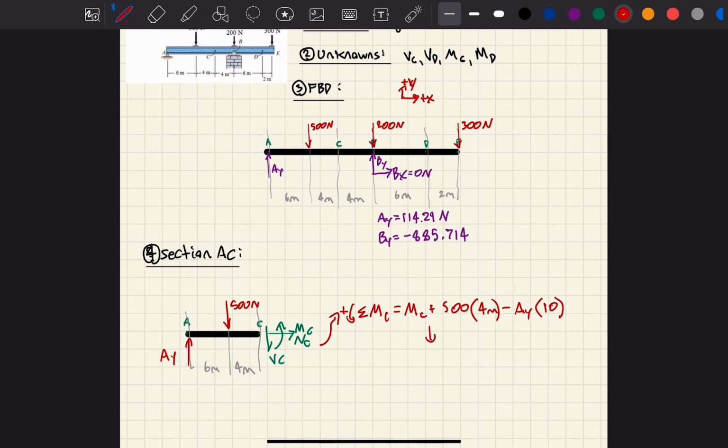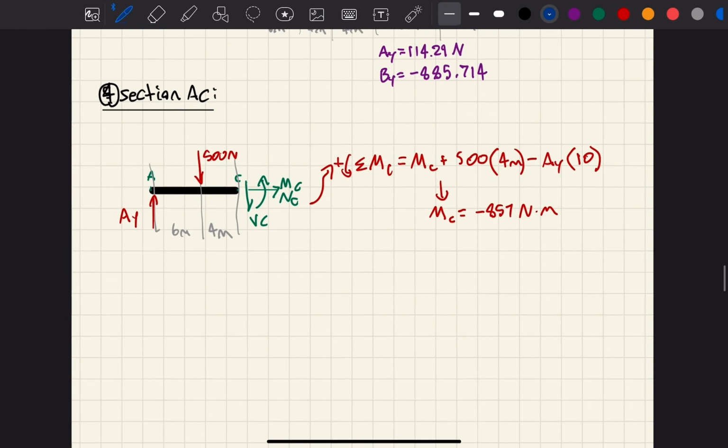If you do this calculation, you're going to end up getting that the moment about point C is equal to negative 857 Newton meters. What does that mean? That basically means that instead of this moment acting counterclockwise as we guessed, it actually acts clockwise. That's one of your answers. Perfect.